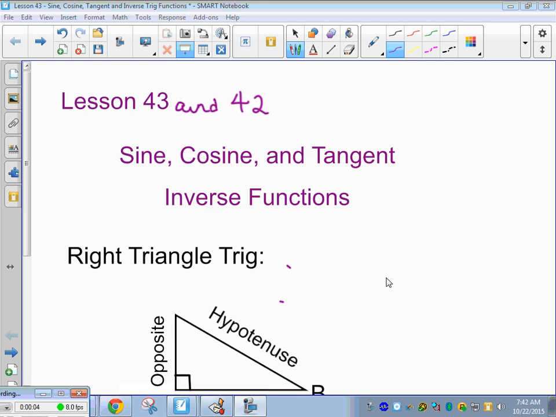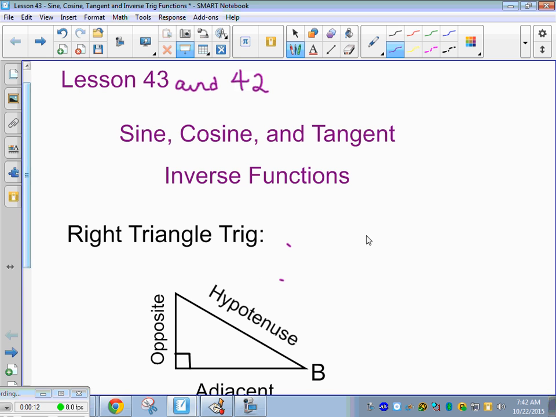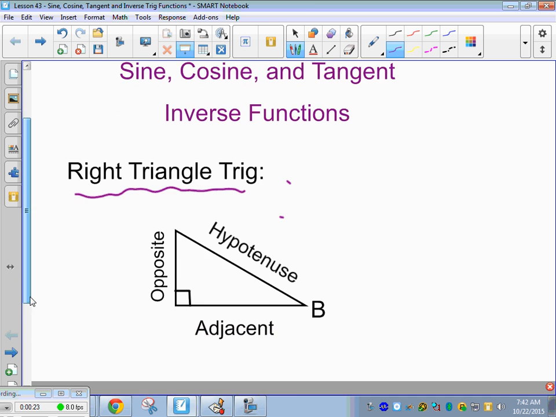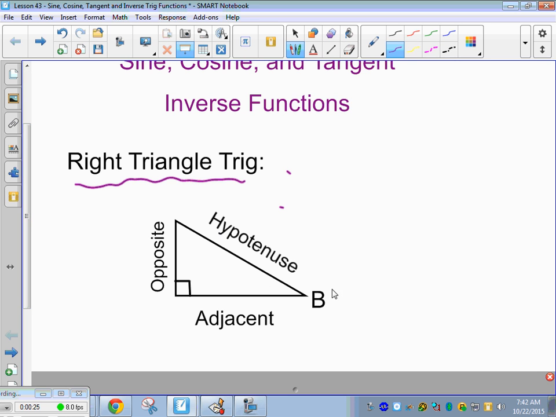All right, so we have sine, cosine, and tangent, and then we have inverse functions. So I want you guys to start with this right triangle. Right triangle trig. We only do these right triangle trigs with right triangles. So we have to understand what side is what. If we're talking about angle B, angle B is right here.